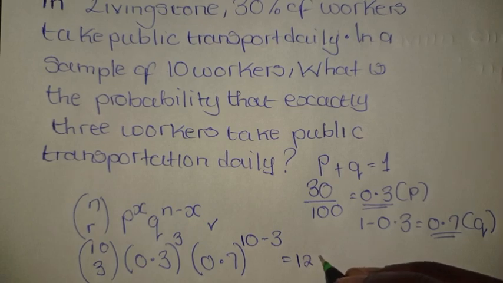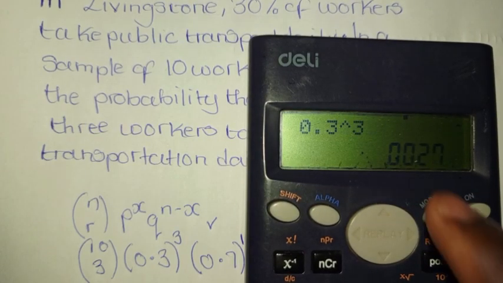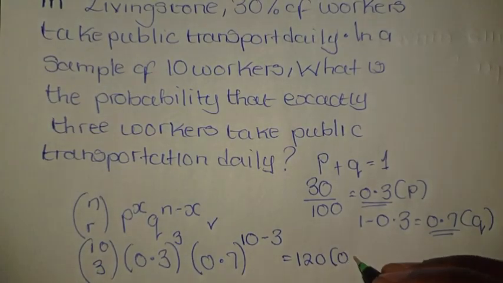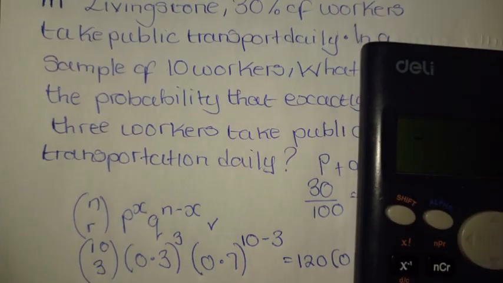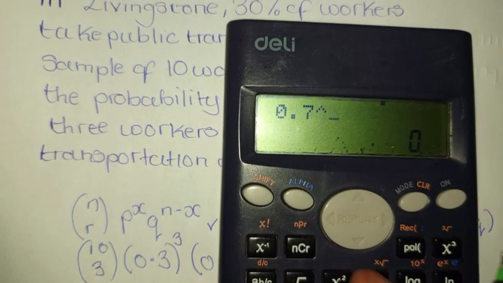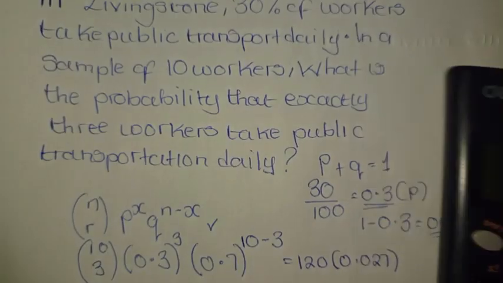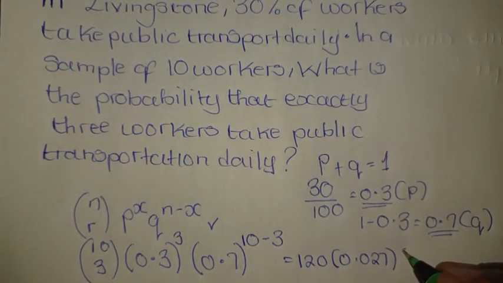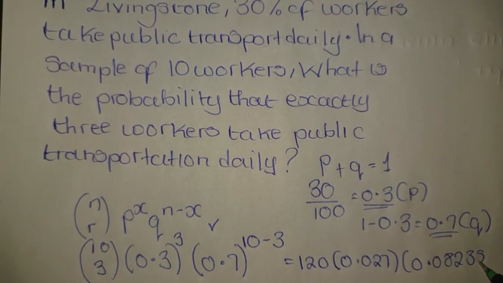So we put 120, and we know for sure that 0.3 to the power 3 is the same as 0.027. 10 minus 3 is equal to 7, and 0.7 to the power 7 is the same as 0.0823543. So this is what we have.